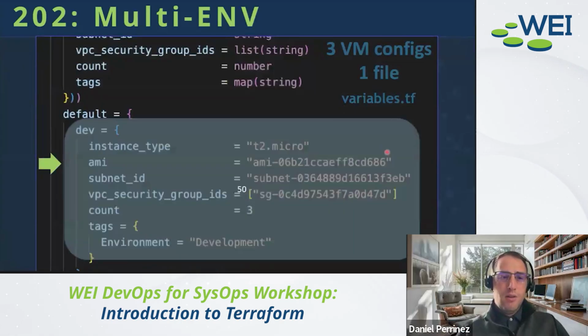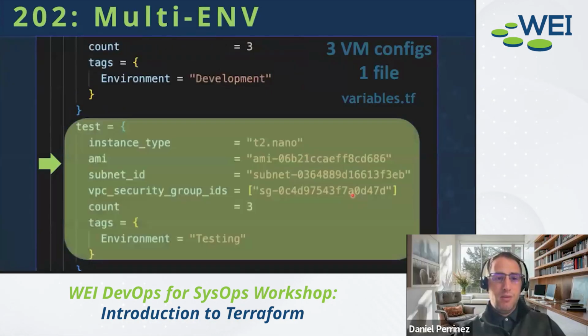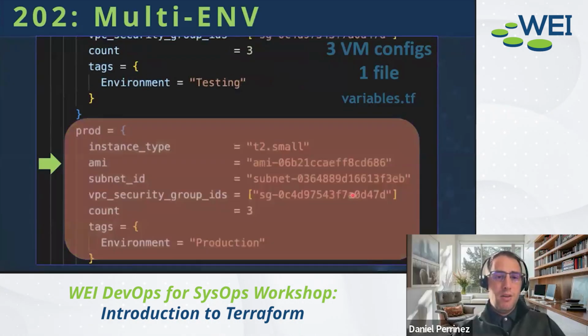And if we scroll down, for our dev environment, now we have these things written out. Oh, okay. So these are the configurations for a development instance. And these are the configurations for a test instance. And these are the configurations for a prod instance.